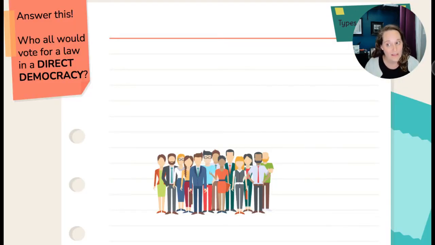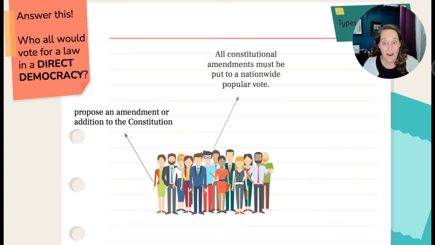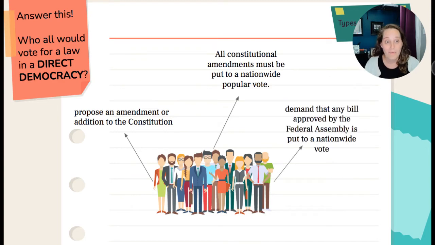So think about this. Who would vote for a law in a direct democracy? Well, if we look at our definition, in a direct democracy, everybody votes on policy initiatives. All individuals get to vote on everything. So in a direct democracy, who would get to vote for a law? Well, everybody, all the people, all of the citizens would get to vote in a direct democracy on every single law.